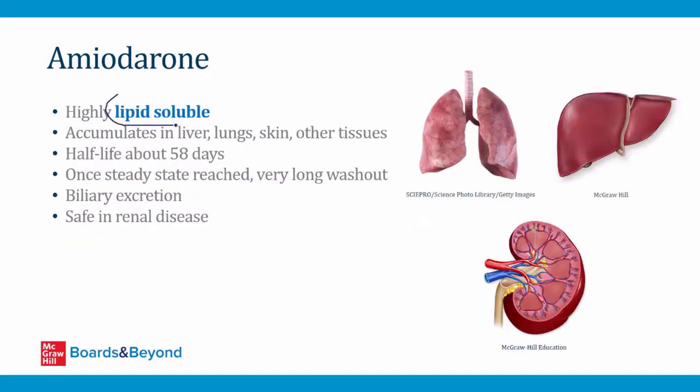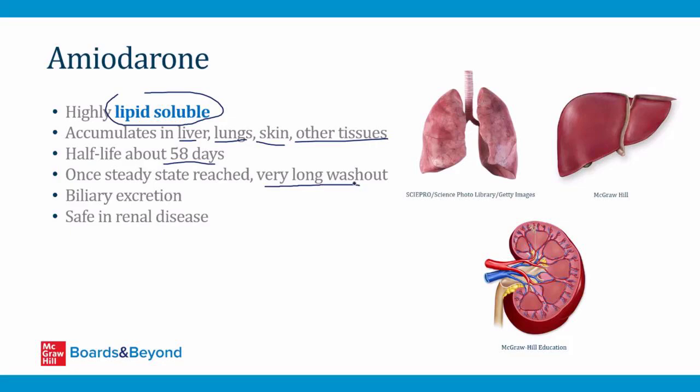Amiodarone is highly lipid soluble, and if you know that, it's easy to remember that it accumulates in lots of different tissues in the body, and this will be important later when we talk about adverse effects. It accumulates in the liver, in the lungs, in the skin, and in many other tissues. It also has a very long half-life of about 58 days. So once you achieve steady state with dosing of amiodarone, there's a very long time required for the drug to wash out from the body.